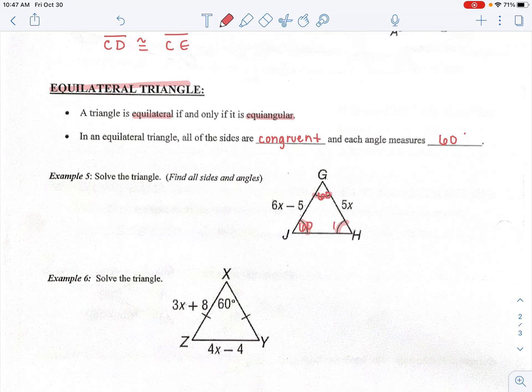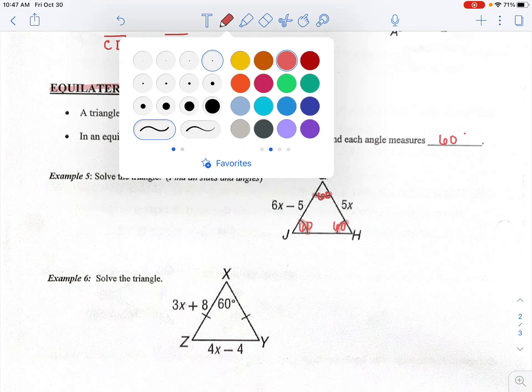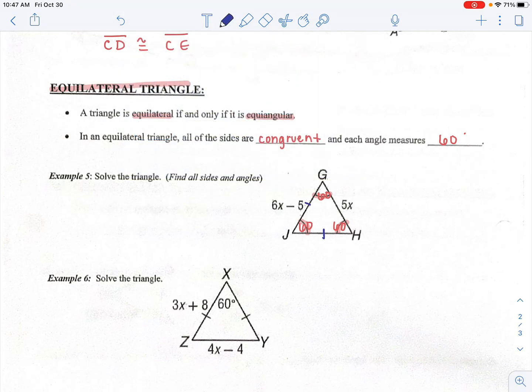All right, so in example 5, look at the markings they tell us. It says that all of the angles are equal, which means every single angle here is 60 degrees. If all of the angles are equal, that means all of the sides are also equal. So I know that this side's the same as this one, which is the same as this one. My goal is to find x, so I need to make an equation somehow. I know GJ is 6x minus 5, and GH is 5x. So if they have to be the same, my equation is 6x minus 5 equals 5x.